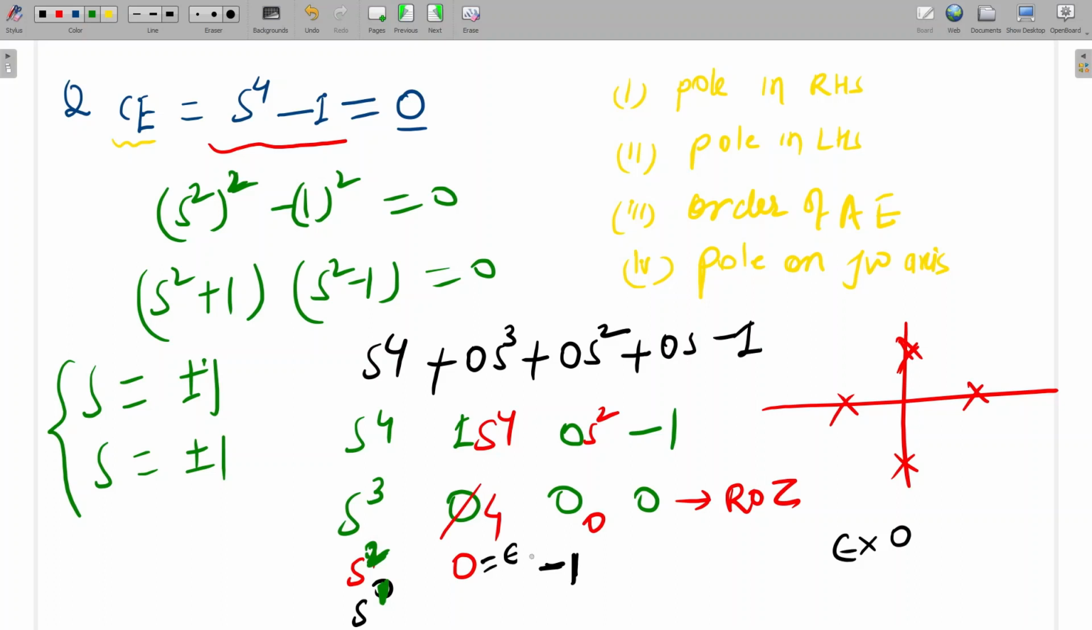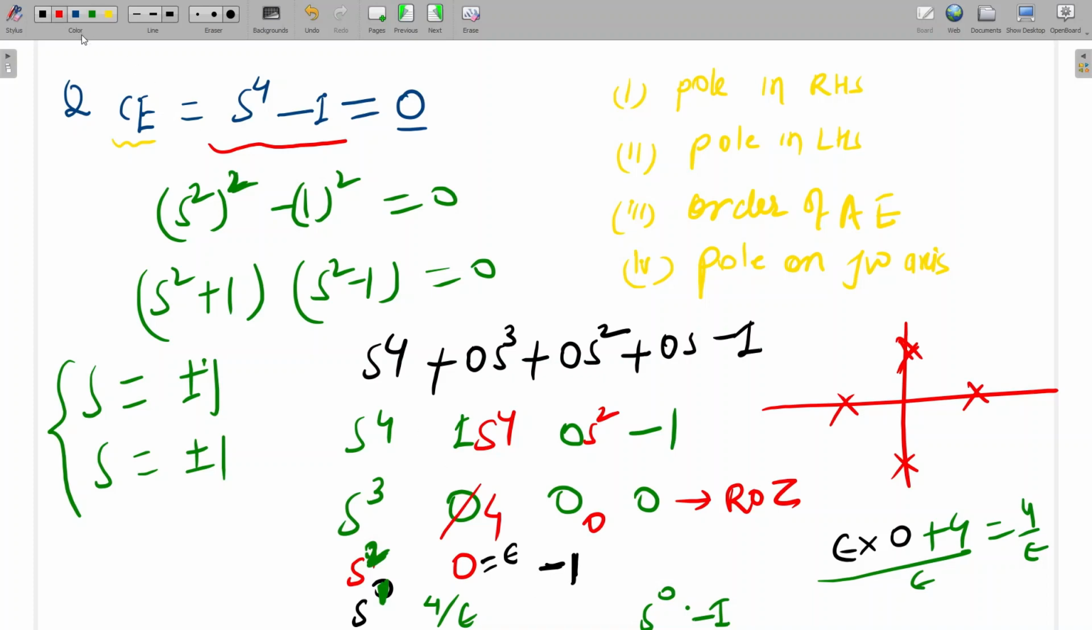And the second value is (epsilon into minus 1 minus 0 into 4) divided by epsilon, so this will be 4 by epsilon, which is infinity and positive only. And the last, s to the power 0, will be minus 1. So how many sign changes are there? One sign change is there.